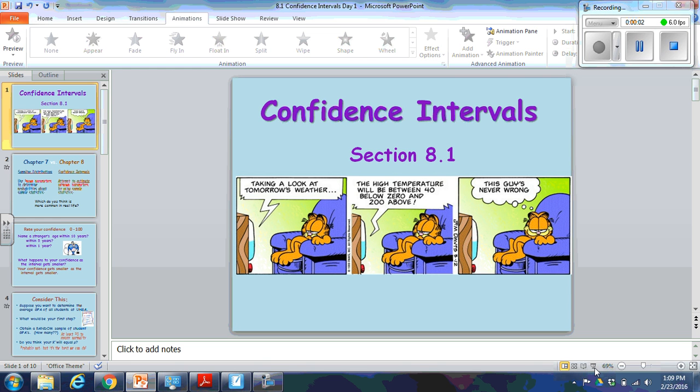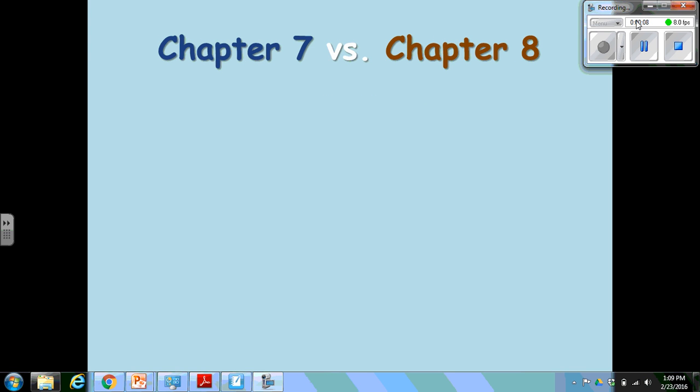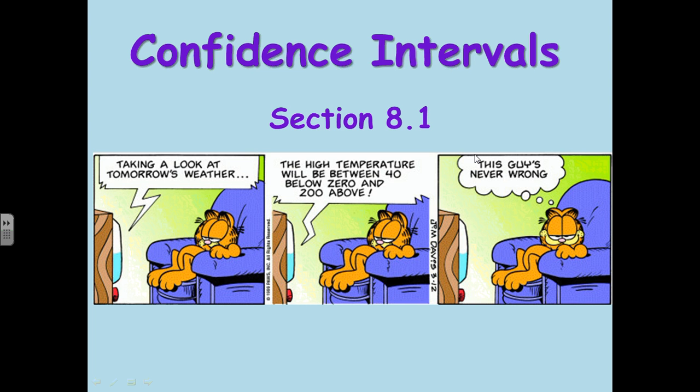Okay, this will be the 8.1 notes video on confidence intervals. Let's go back. So basically, a confidence interval, of course, is to make an estimate for some sort of unknown parameter. In our case, it will either be a mean or a proportion, just like we did in the last chapter.